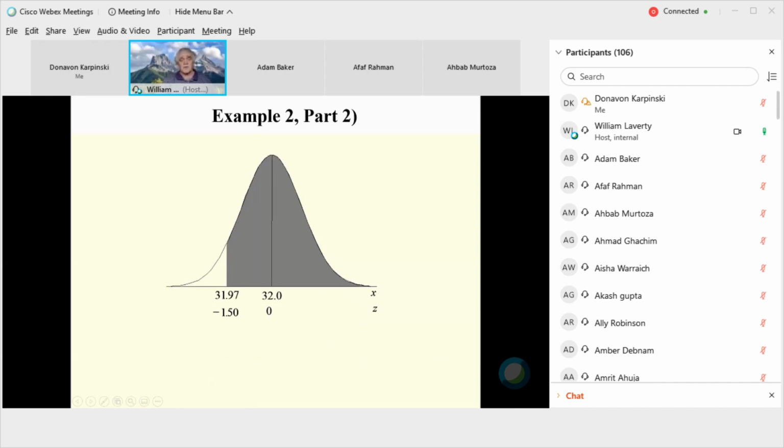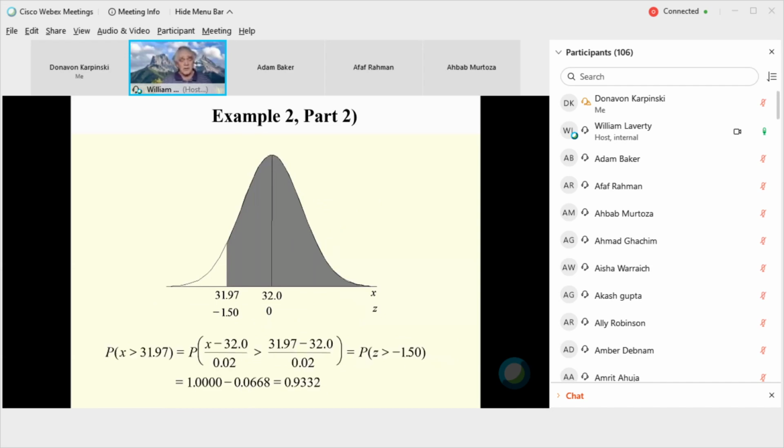The second question was, what's the probability that X is greater than 31.97? Doing the standard score transformation, the 31.97 turns out to be minus 1.50. The area below minus 1.50 is 0.668. So the area above is 1 minus that.